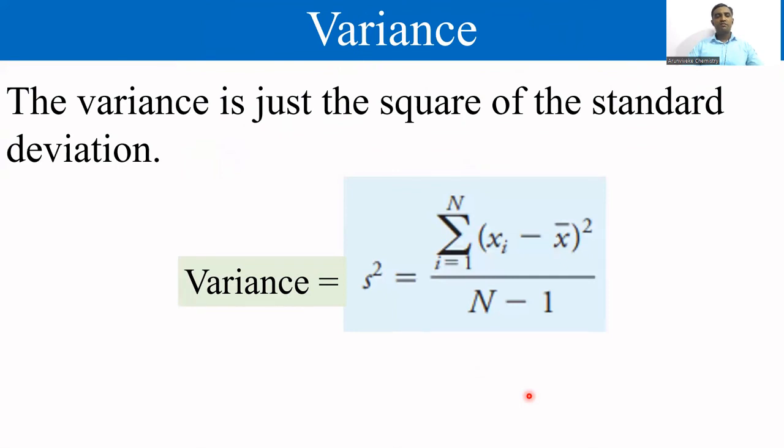So what is variance? Variance is just the square of standard deviation. So it is S square. When you take the square of standard deviation, naturally the square root is cancelled out. So you only have all the terms that are present inside the square root in the formula of standard deviation.